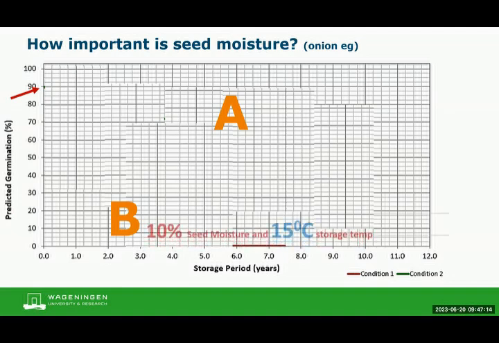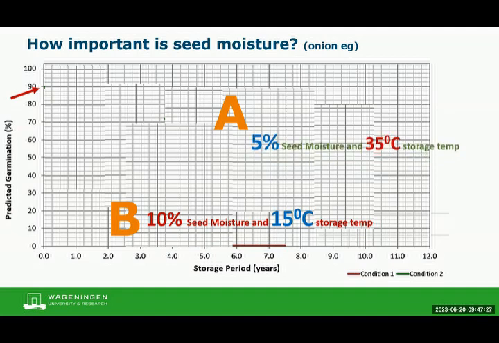B. In B, we are storing the seeds in a cold storage at 15 degrees, which is quite cold, but we have done only sun drying and the seed moisture content is around 10%. In the next situation, we couldn't get a cold storage, so we are storing the seeds inside a storage place where the temperature is not regulated, but in some way we could dry the seeds to 5% seed moisture content.